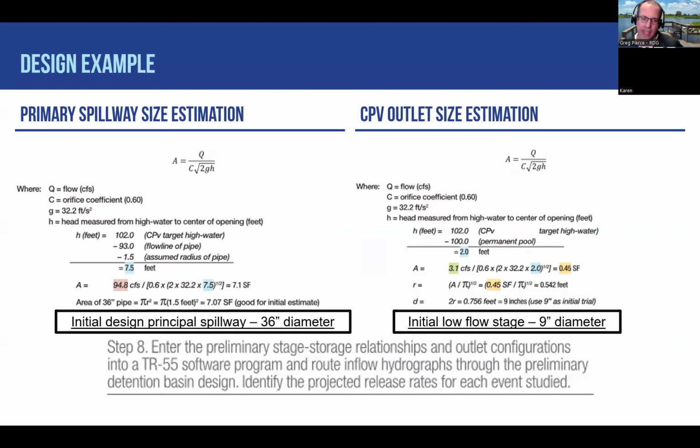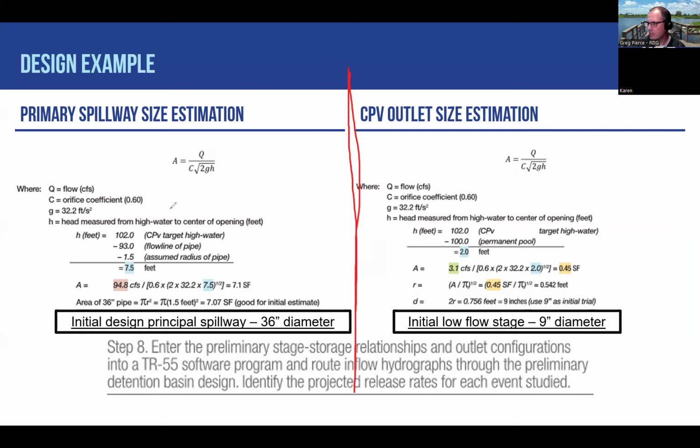And then you start getting into actually designing this outlet structure. In this case, we're really focused on two specific storm events. We're looking at the release rate we need for the 100-year storm on the left. Usually I'd like to do that first. I'd like to figure out what my biggest pipe is going to be.